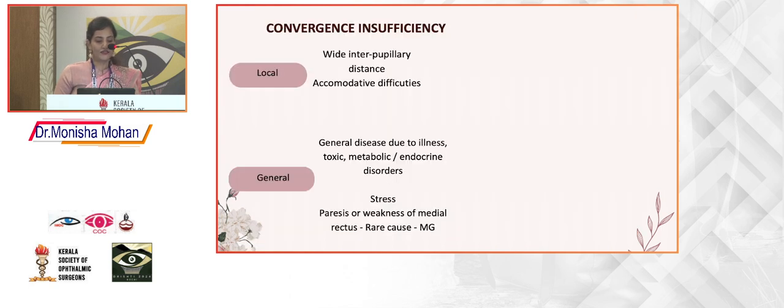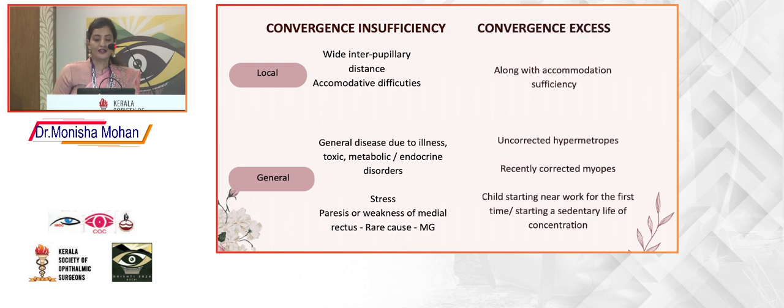So just briefly on this, convergence insufficiency could be due to wide interpupillary distance and also because of accommodative difficulties, and generally could be due to illness, any toxic or endocrine disorders, stress, and occasionally due to myasthenia gravis. And then the convergence excess can be associated with accommodation insufficiency as well. Mostly you would notice this in uncorrected hypermetropes, recently corrected myopes, and the child who is going to start near work for the first time or going to school for the first time, or starting a sedentary lifestyle of concentration. So that's when they're going to experience all these symptoms.